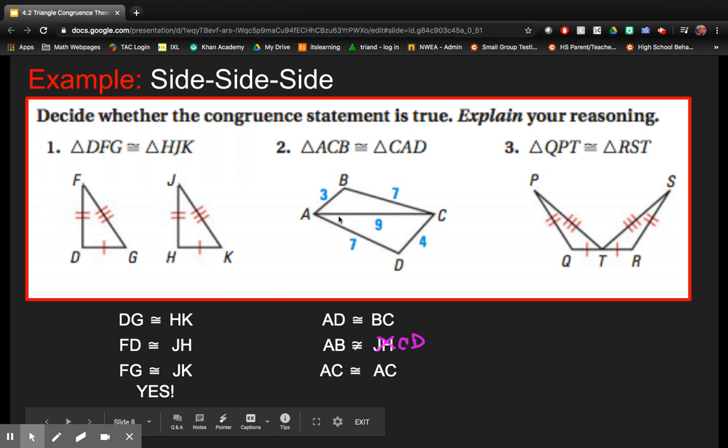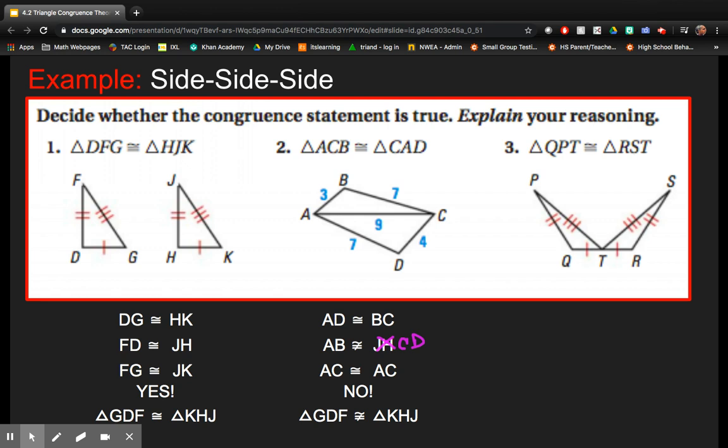I know that AC is congruent to itself. That would be my third side if I were to pull these two triangles apart. This is called the reflexive property. When we say one thing is congruent to itself, they share that thing. But it turns out that no, these two are not congruent to each other because we cannot apply that all three sides are congruent. And even if one piece is not congruent, we say the whole figure is not the same.